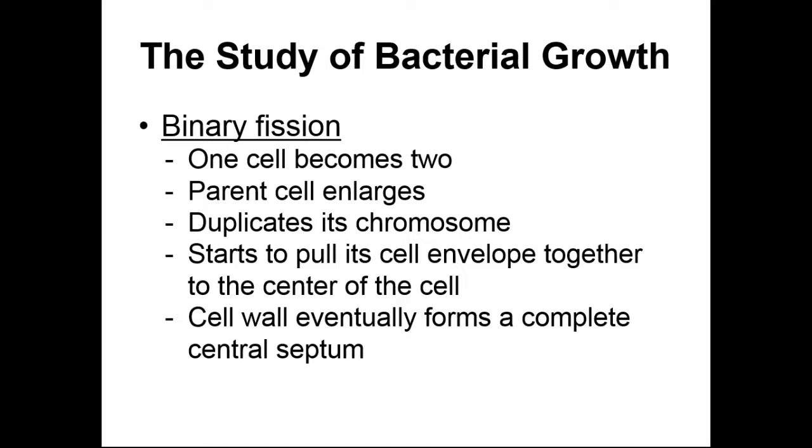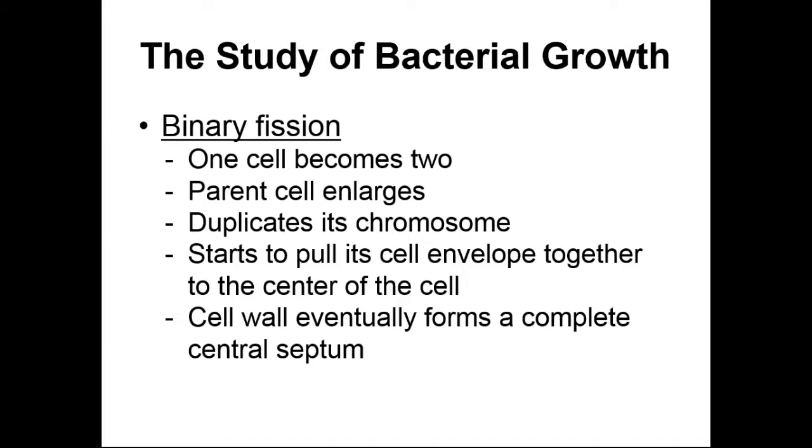A parent cell will get larger and larger until it's split in half and pop! Two daughter cells, or two baby cells, come from the one large parent cell. During this process, as the parent cell is enlarging, it needs to duplicate its chromosome. It could be a circular or a linear chromosome in the nucleoid region that's being reproduced. It needs to pull its cell envelope, or its cell membrane, together and pinch it off in the middle. And then the cell wall needs to grow down the middle of the bacterium.